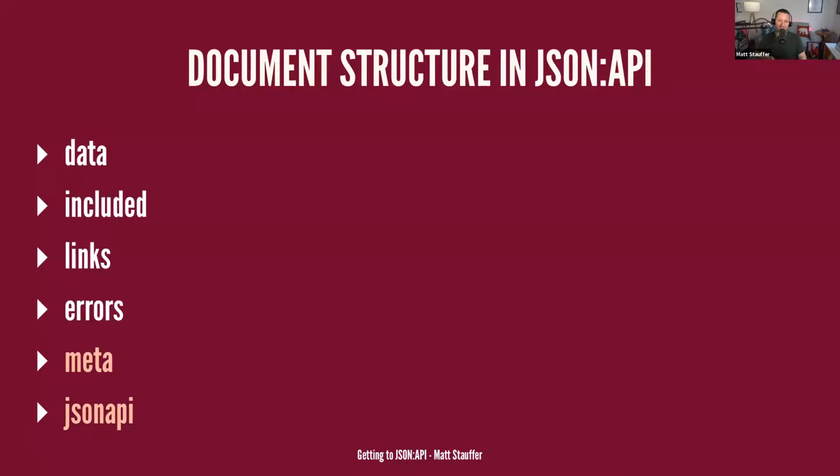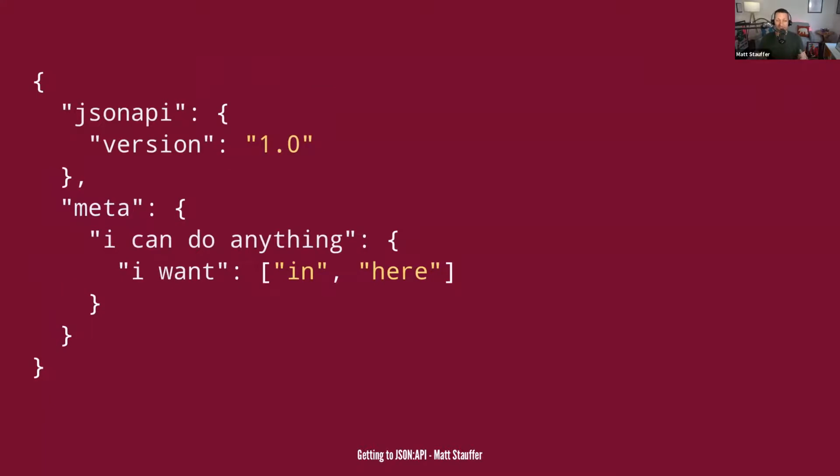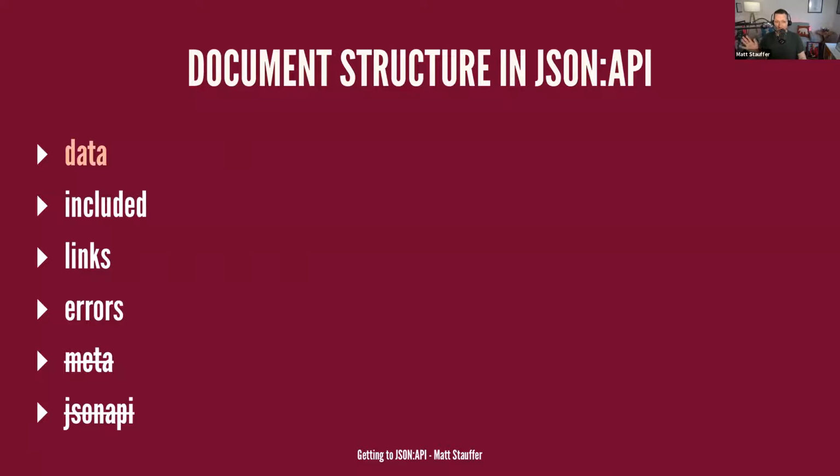Starting with the simplest to describe, which is meta and jsonapi. Let's just get them off the plate. With jsonapi, literally the only reason for it is to define which version you're using. And if you don't return this, it's fine. It's just going to assume 1.0, which is the current spec. Meta is if you want to add something. You can do anything you want as long as it's JSON. So if you don't have anything to add, just don't do meta. So meta and jsonapi, you can just wipe them off your plate.